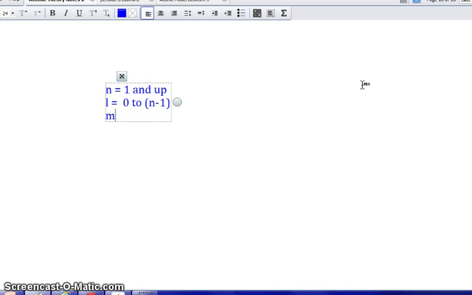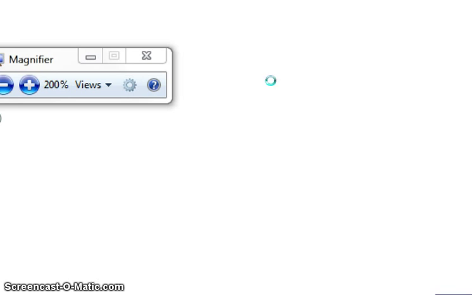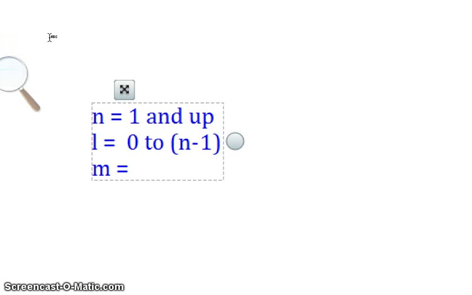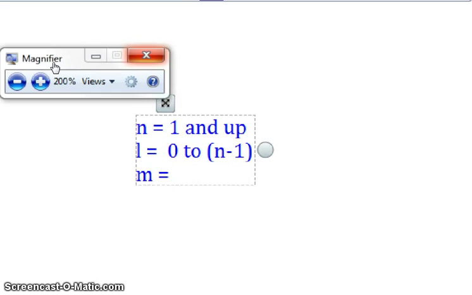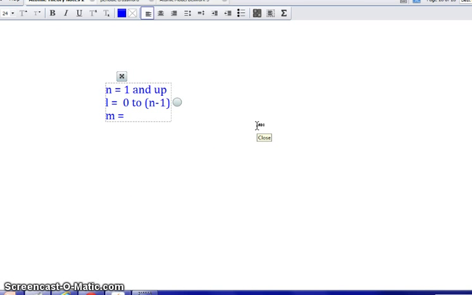The third value you're going to add is the letter m. All of these are lowercase. And m has values, okay, I don't know what I just hit, but that was not good. Okay, there we go. Sorry about that. m has values from negative l through positive l.